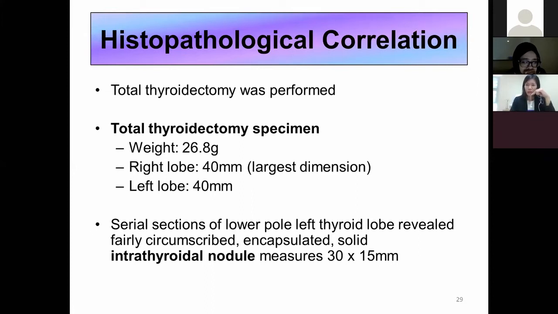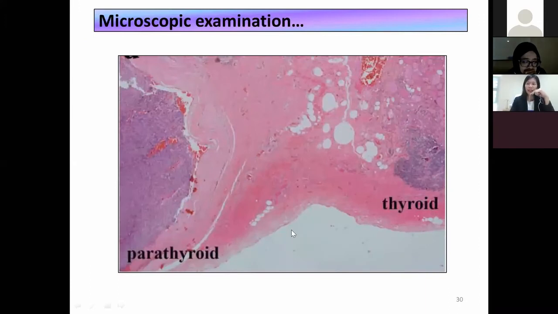So it's actually a very small lesion. The serial section from the thyroid lobe shows a very small nodule measuring about 3 cm, located intrathyroidally, and surprisingly to us as well. This is a very solitary nodule separated from the thyroid, even though it's inside the thyroid itself. So this is the thyroid, and with a parathyroid tissue separated from it, encapsulated.